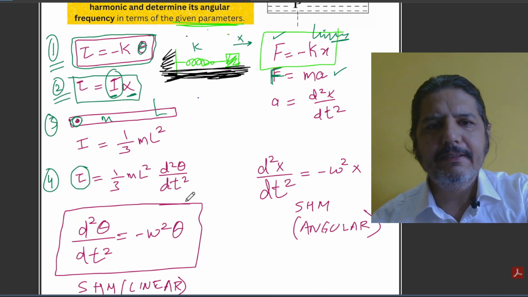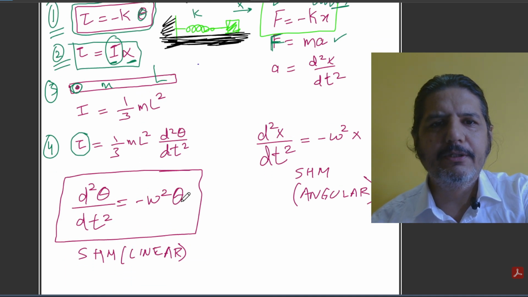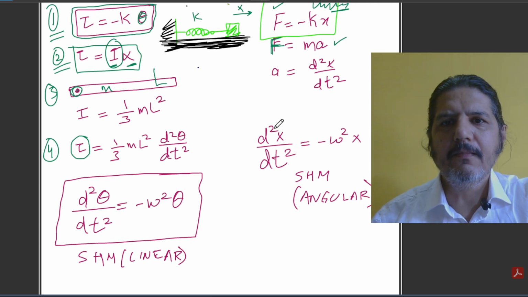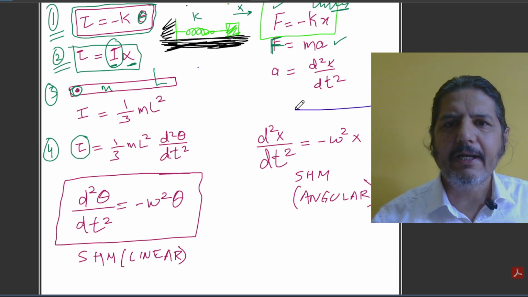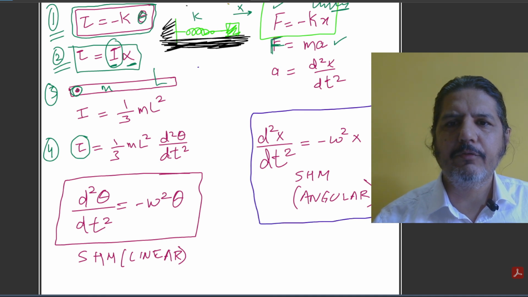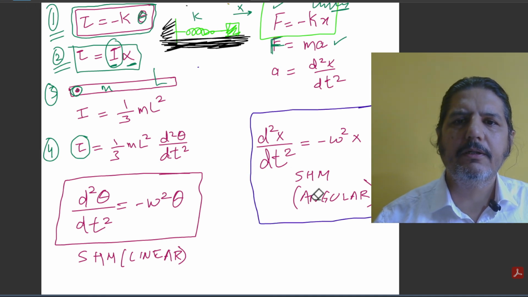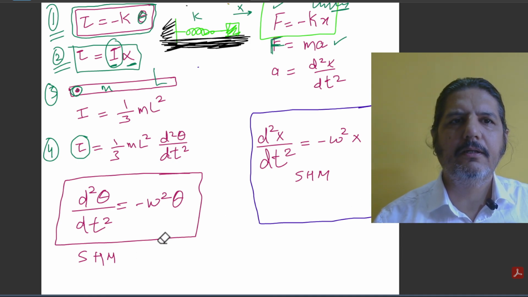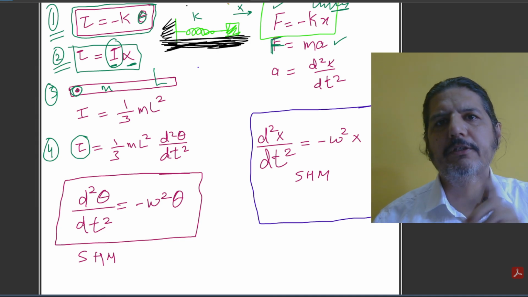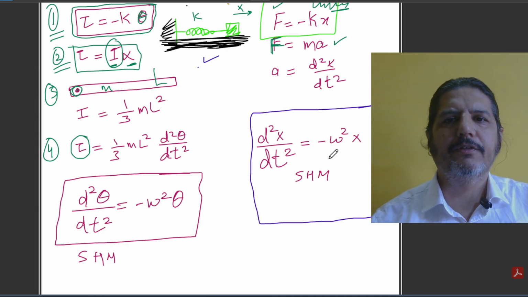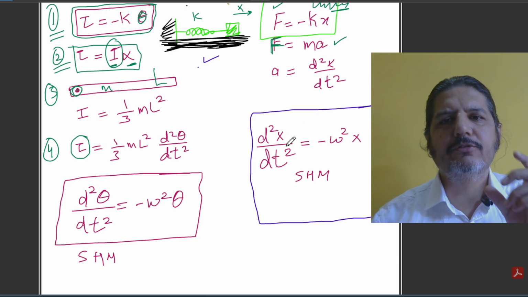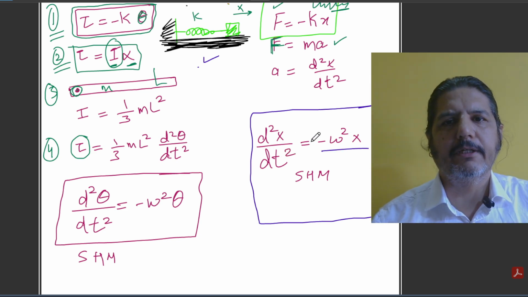Okay, then another thing that I'll be doing is this d square theta. Let me show you first. In SHM, when we are doing the spring chapter, the linear SHM equation that we get is d square x by dt square is equal to minus omega square x.